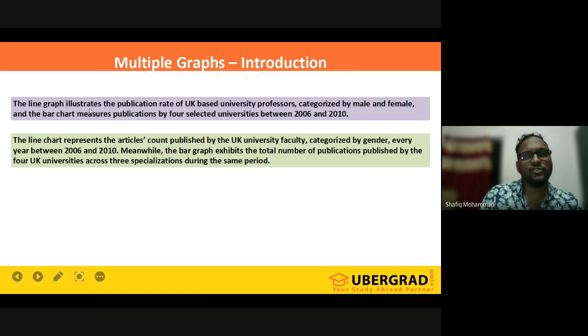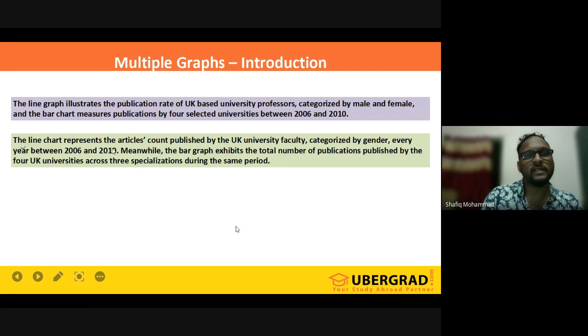The line graph illustrates the publication rate of UK-based university professors, categorized by male and female, and the bar chart measures. So he's divided. Even though it is a different thing, he added the sentence with the conjunction and, right? And the bar chart measures the publications by four selected universities between 2006 and 2010. Same thing is talked about in a different way. See, the meaning is same.